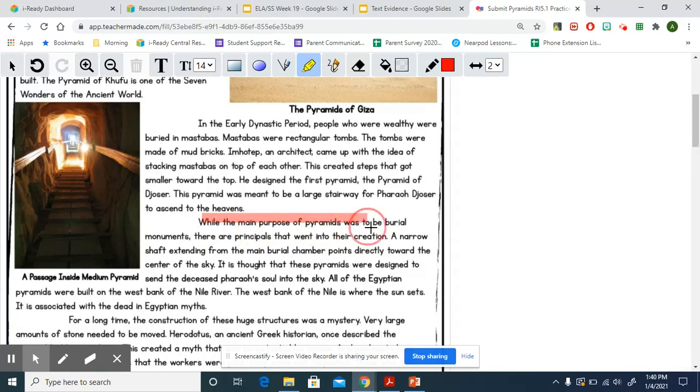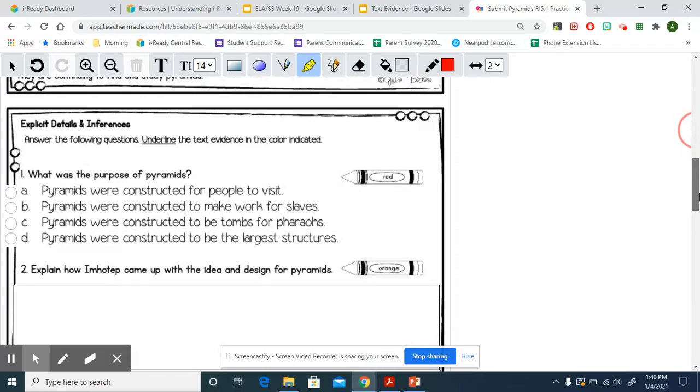So here we have the answer. The main purpose of pyramids was to be burial monuments. So we can go back to our question. They were constructed to be tombs for pharaohs.